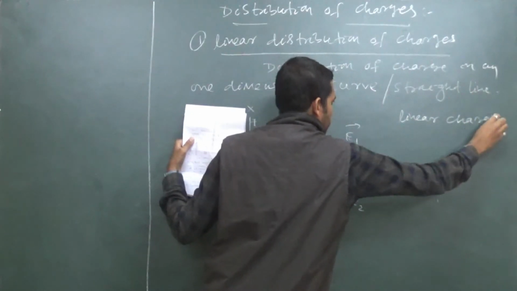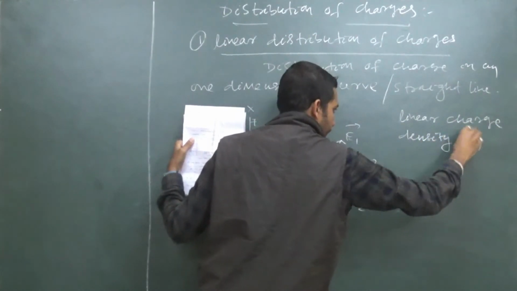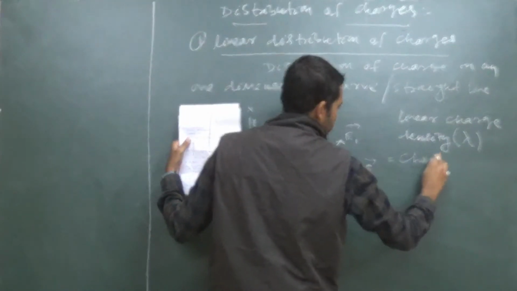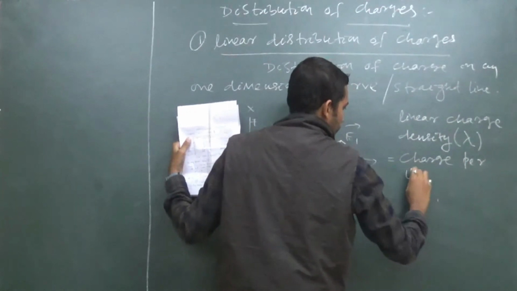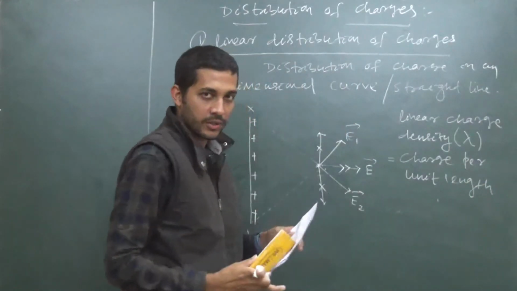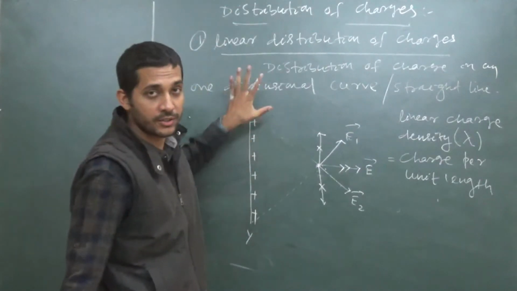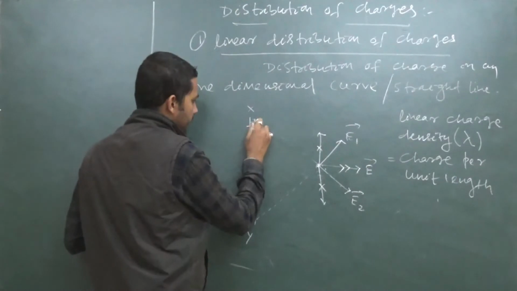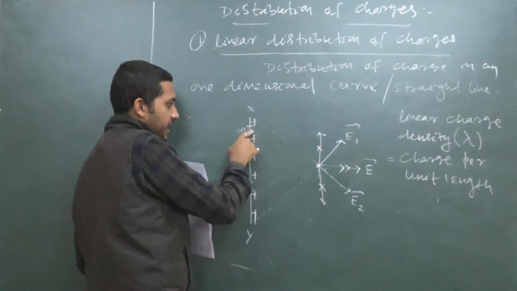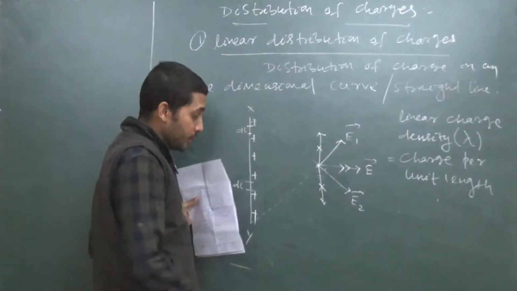linear charge density represented by lambda. Lambda is defined as the charge per unit length. That means if we give charge to the system, they will distribute themselves uniformly throughout the structure. If you take a small element dl here, and a small element dl here, and it contains 10 charges, here also you will get the same 10 charges. That is the distribution of charge uniformly throughout the line.